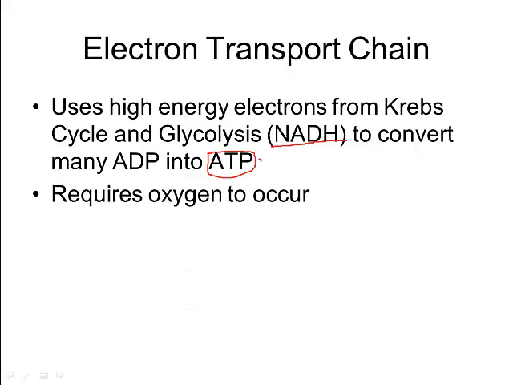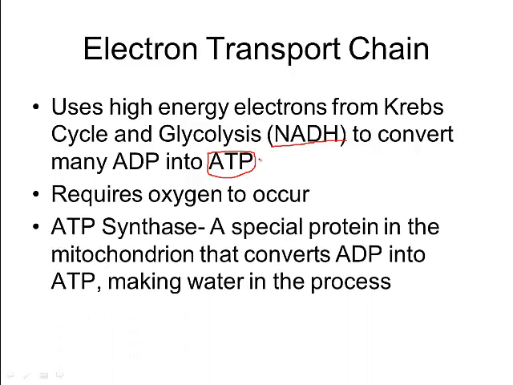This is where the oxygen requirement comes in. In order for the electron transport chain to work, you have to have oxygen available. That is because the oxygen is actually going to be helping with this process of ATP synthase. ATP synthase is a special enzyme inside the mitochondria, and its job is to convert ADP into ATP. It's very similar to the ATP synthase that we talked about in photosynthesis.